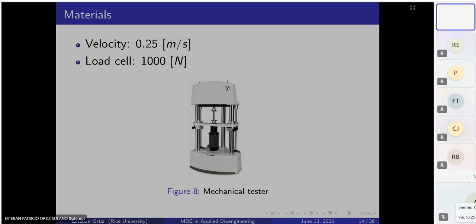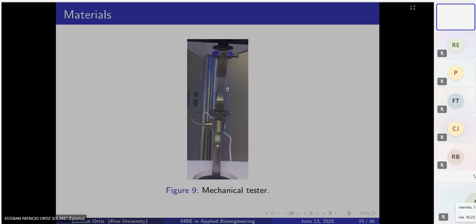Let me know if in the universities you're at right now, you find this kind of machine. In Ecuador, I haven't seen a mechanical machine exactly for tissue until now. I know it's extremely expensive, but in the US it's pretty common. All of the universities at least have one. So I just want to show you the mechanical tester.